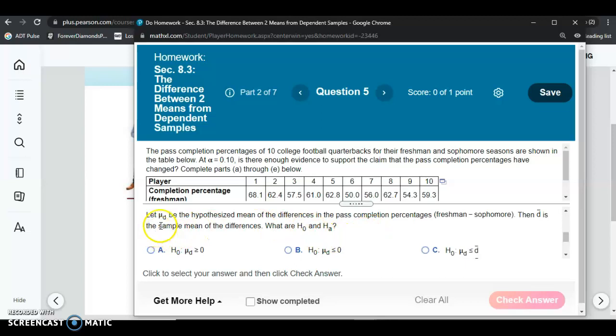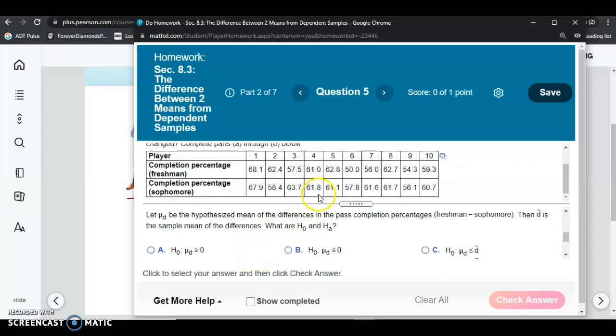Okay, so it says let mu D be the hypothesized mean of the differences in the pass completion percentages, right? Freshman minus sophomore. And then it says that D bar is the sample mean of those differences. Okay, and this is our sample data, our paired sample data for 10 football players. So what are the null and alternative hypotheses?